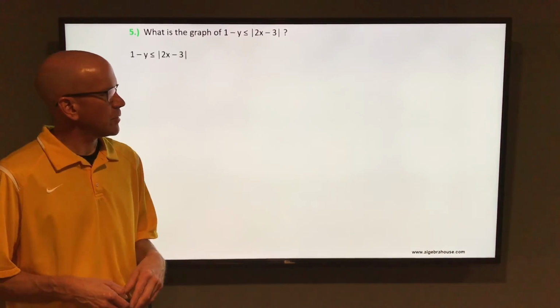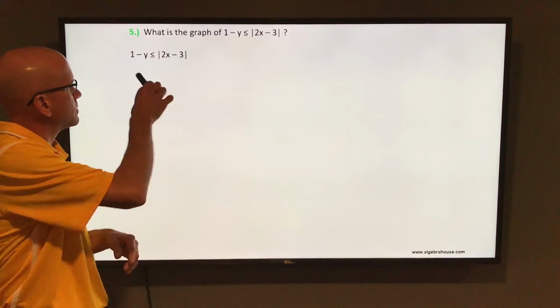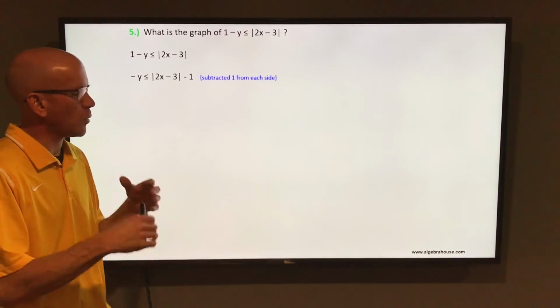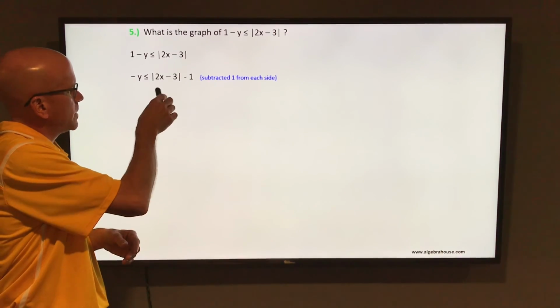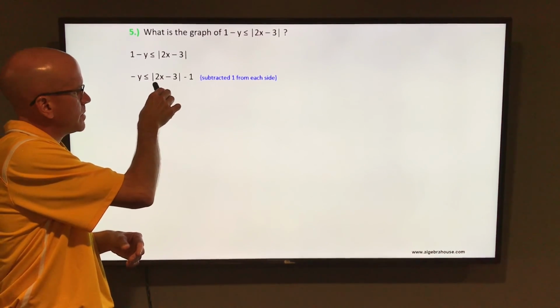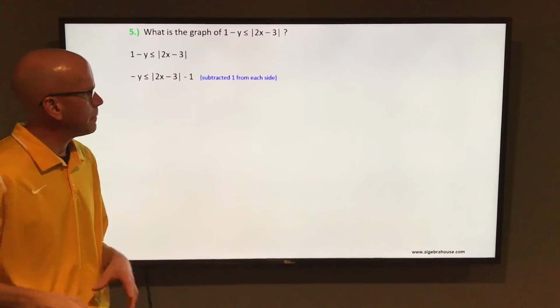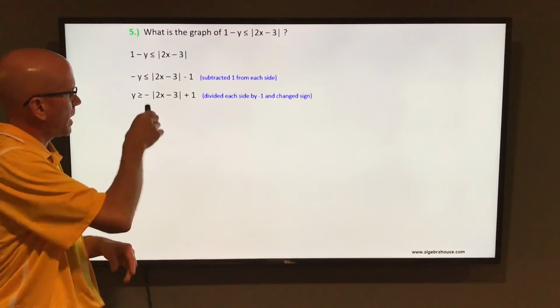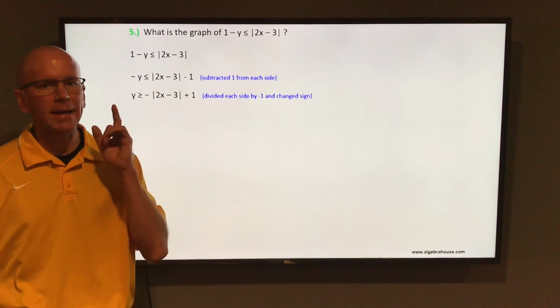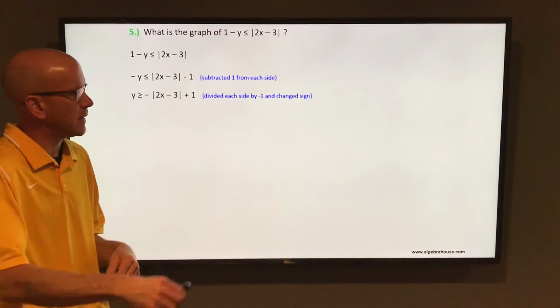So to get this in general or standard form, first thing I want to do is subtract 1 from each side. You want to get y by itself, everything else to the other side. So if you subtract 1 from each side, you have negative y is less than or equal to the absolute value of 2x minus 3 minus 1. And negative y. To make that a positive y, divide each side by negative 1, and don't forget to change your inequality sign.